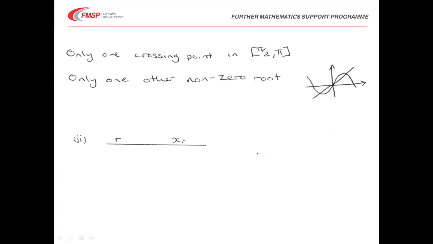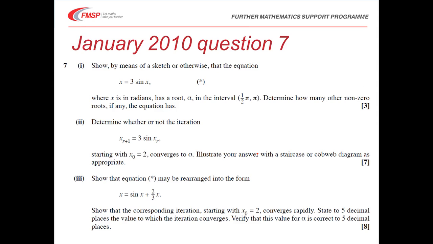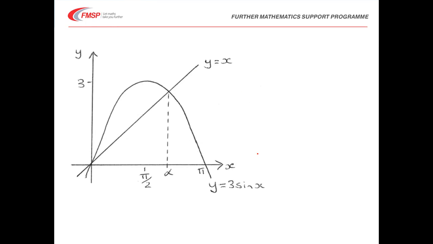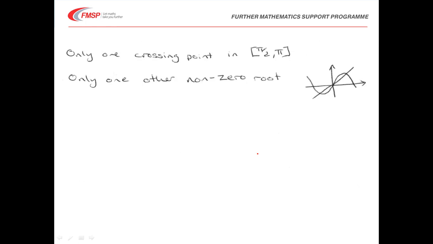Now, part 2 asks us to iterate it. So I'm going to flip back to the question very quickly. Part 2 says determine whether or not the iteration x r plus 1 equals 3 sine xr, starting with x equals 2, converges to that root, and then illustrate the answer with a staircase or cobweb diagram. A lot of marks for doing this. Okay, so showing the iteration in a table is usually a good idea.